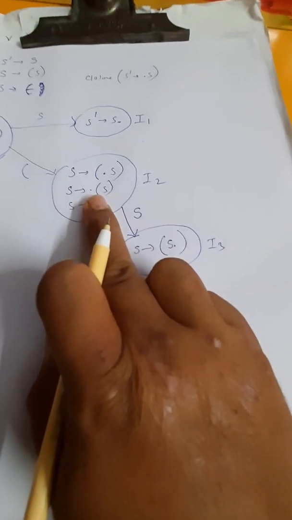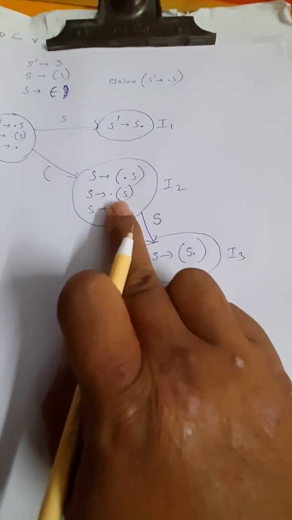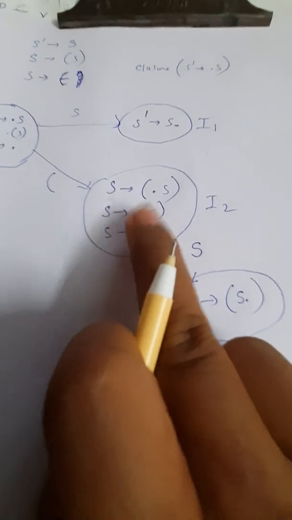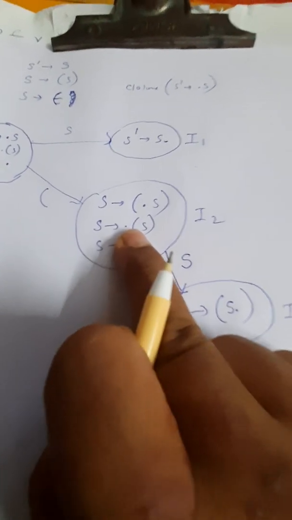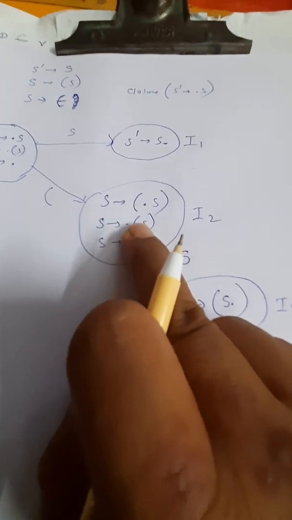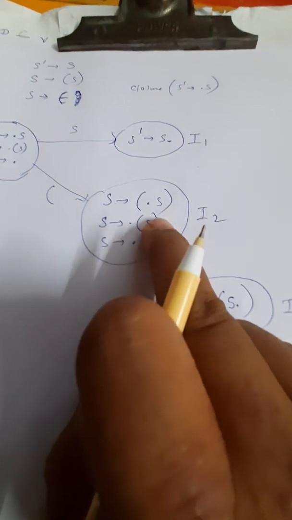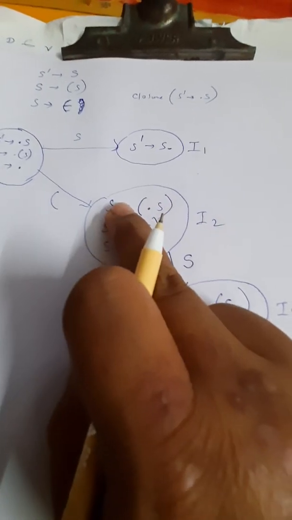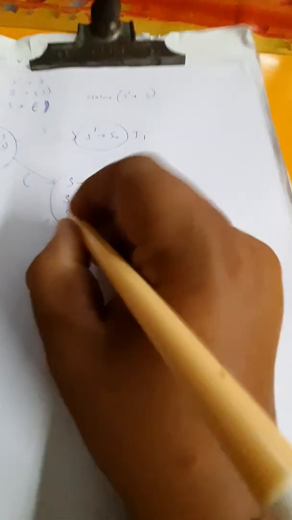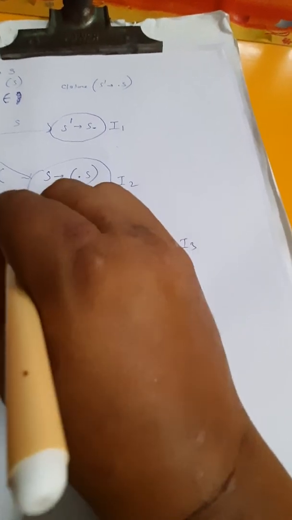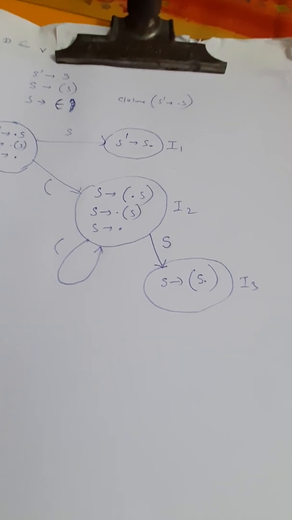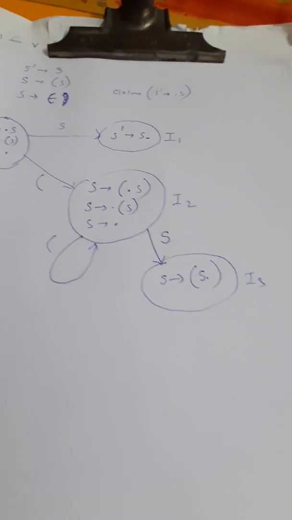Another one here is dot preceded by open brace. So now with open brace, what do we have to find? We have to find goto of S produces open brace dot S close brace, means closure of this. So closure of this means this entire set. So goto of open brace is pointing to this I2 set itself. Okay, so for I2 set our work has been over.